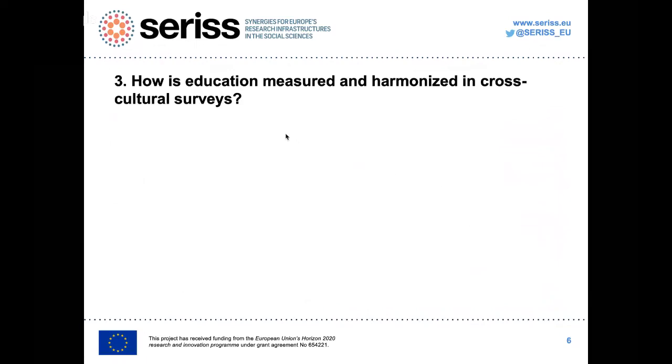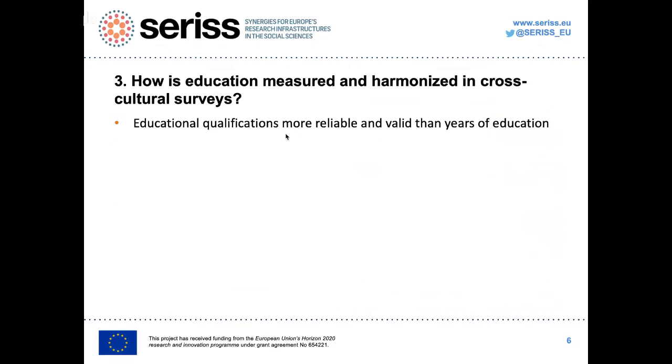How is education measured and harmonized in cross-cultural surveys? And I'll be very brief on this. I already said that educational qualifications are the most important indicator for educational attainment. And that is because qualifications are more reliable and valid than measuring years of education, for example, by asking people directly how long they've been in education, because that's quite a difficult question depending on how complex an educational system is or how complex one's educational career was. And you really have to be quite numerate to sometimes add up all those years you spend in different parts of the education system.